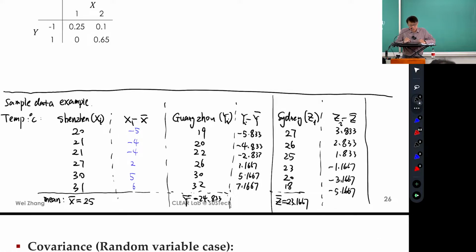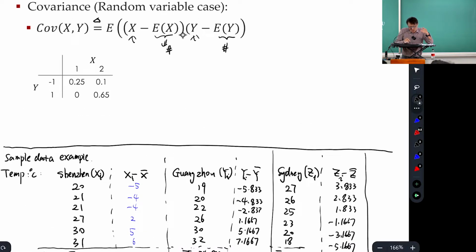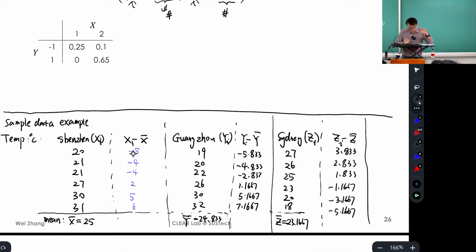xi minus mean is how much you deviate from your average value, okay? And what this covariance is doing is that x minus mean and y minus mean multiply together. So this guy multiplies this guy, and this guy multiplies that guy. You sum them together, and what you will see is, whenever Shenzhen... this is real temperature, I found it from a website. It's not that I made up the numbers, okay? So they're real.